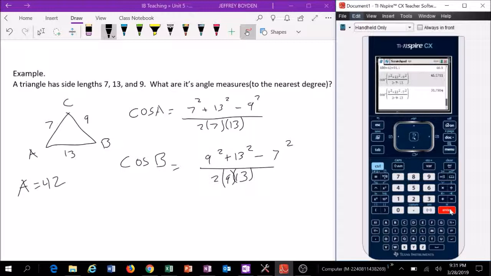And let's see what we got. We've got 30.7. We're going to round that. So we're going to say that B is 31. And then I'm going to take the easy way out at the end here, y'all, because we know that a triangle's angle sum is 180, so I'm going to go 180 minus 31 minus 42, and what do we get? We get 107.